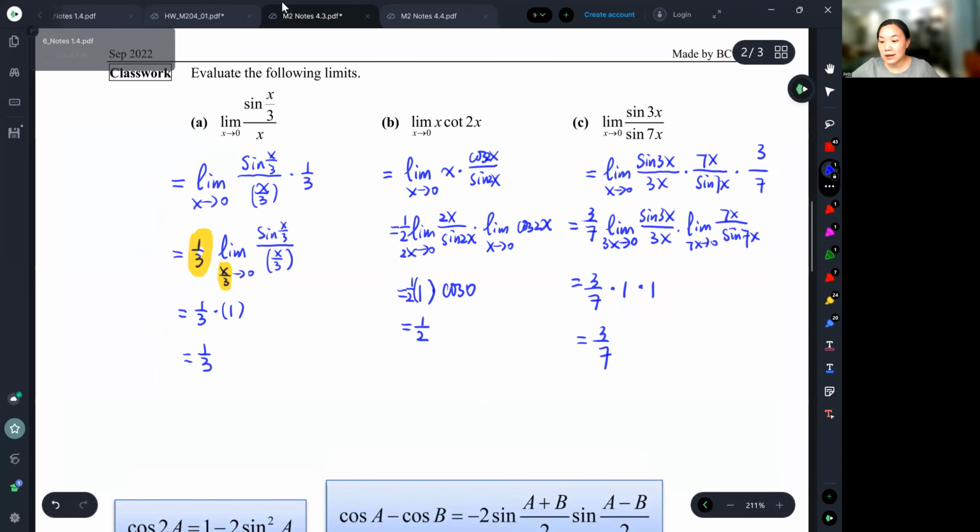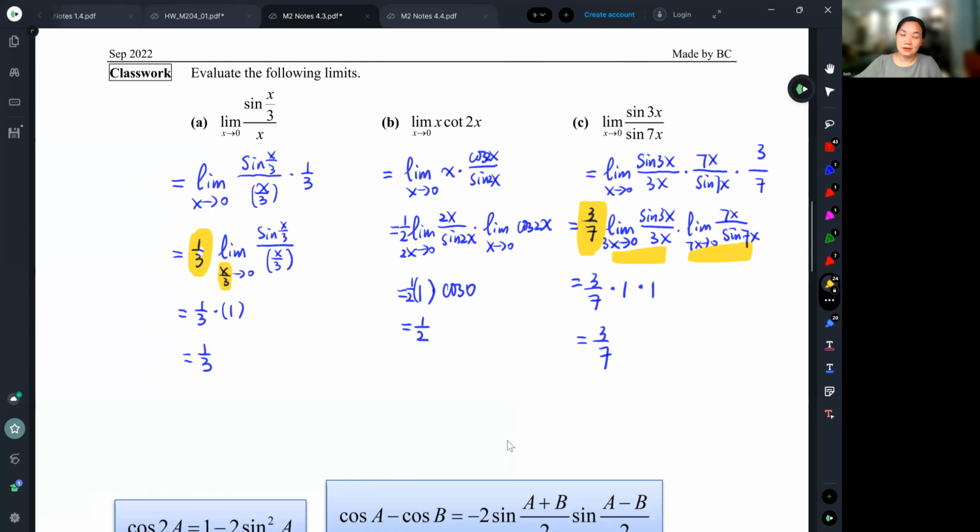Okay. And the last one, this is what I did. I need to divide 3 and multiply 7. And also after I've done that, I will multiply 3 and divide 7 to make it back. And then I'll take out 3/7. And then I will have two other limits. And these are special limits. So I use the result. So that's how it's done.